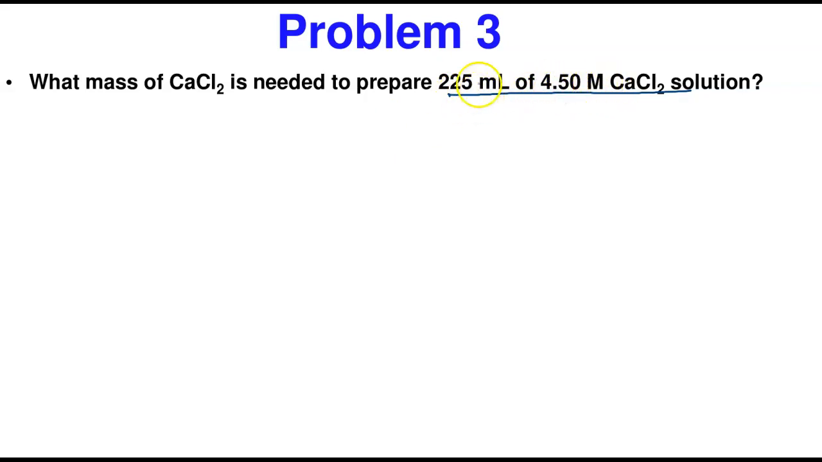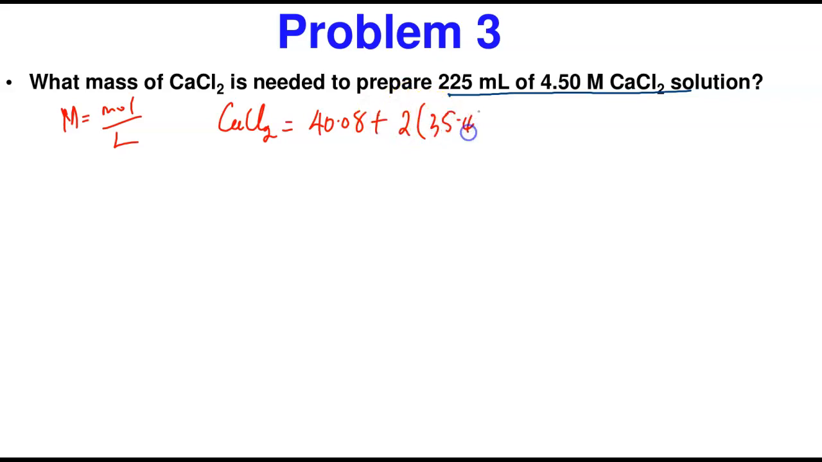We have molarity. Remember, molarity is what? Moles per liter. So you can get your moles by solving for this. And from moles, you can get your mass. Let's calculate the molar mass of calcium chloride. So molar mass of calcium chloride is going to give me calcium is 40.08 plus chlorine is 35.45. If you add everything together, it's going to give you this.